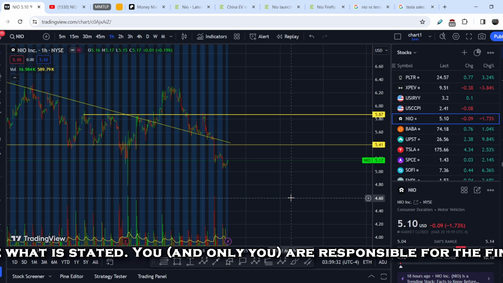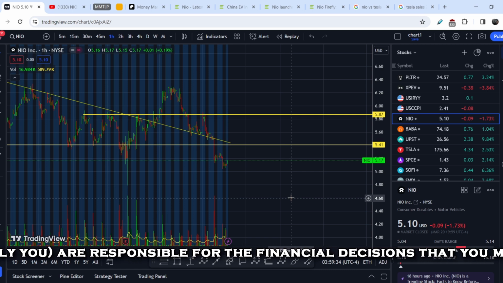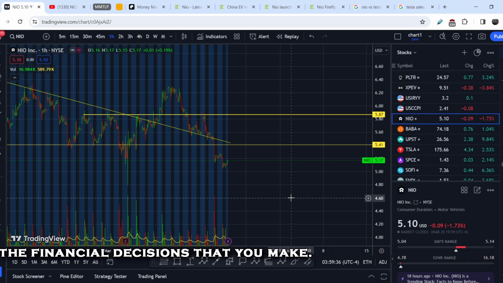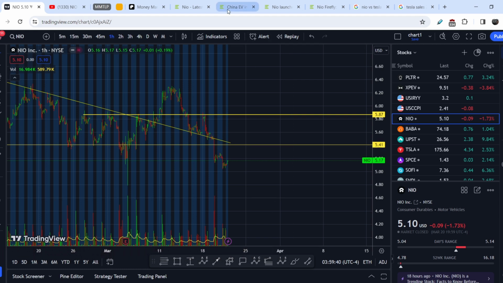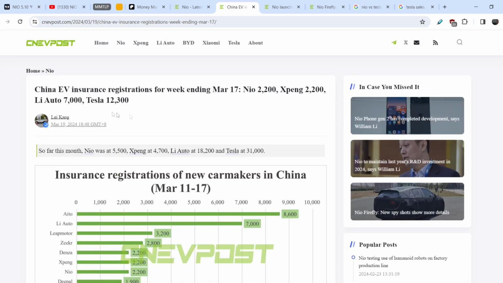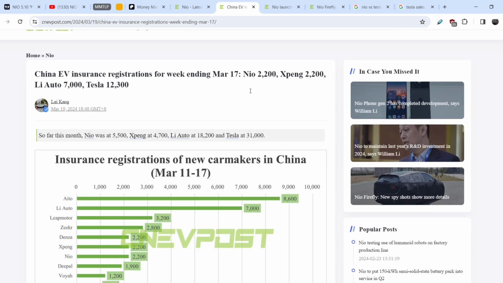In a minute, I will show you my technical analysis and the forecast for this asset. But for now, let's continue with the fundamental news. What news might be the catalyst for this asset for the upcoming weeks? First of all, I want to pay attention to this article that was published on cnevpost.com just 2 days ago. It's titled, China EV Insurance Registrations for Week Ending March 17. NIO registered 2.2 thousand vehicles.